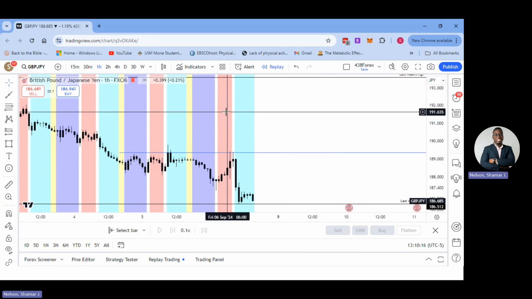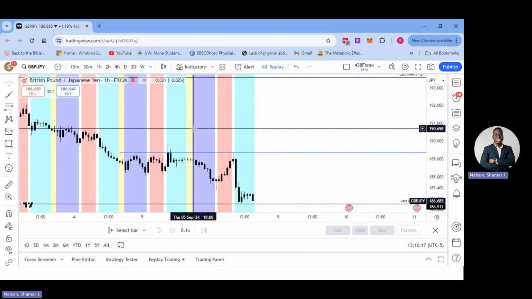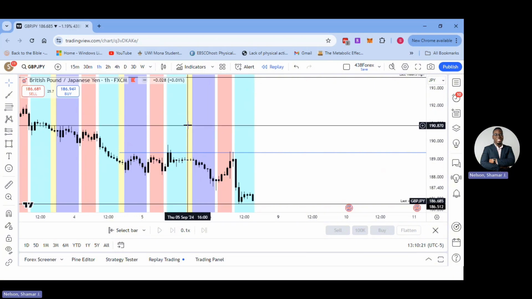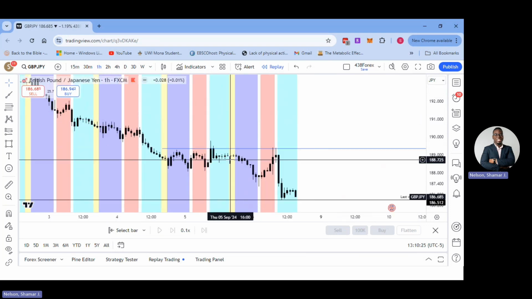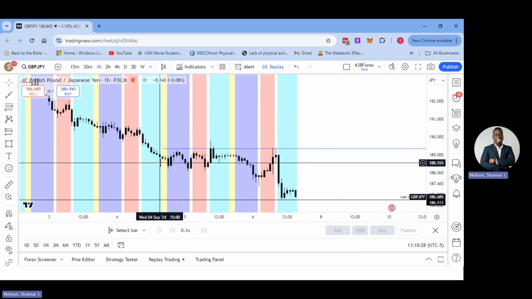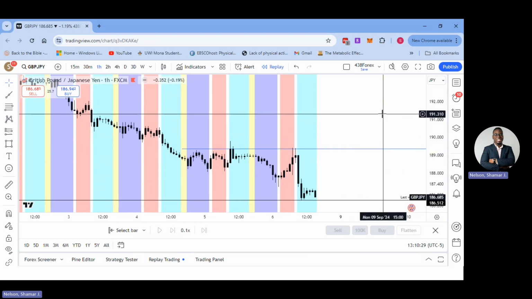The red is London. Asia, which is the longest session, is this purple, and the yellow is Sydney, which is very small and very low. You want to stay away from Sydney. You don't trade in Sydney. Look at this. Dead volumes. Nothing is going on in Sydney. The market has already moved in Sydney.